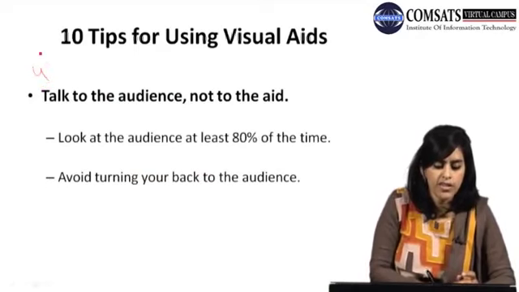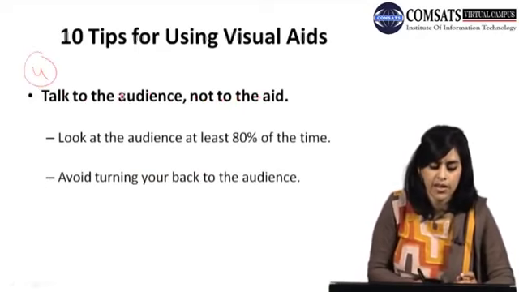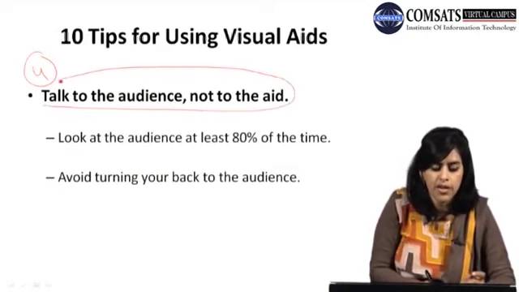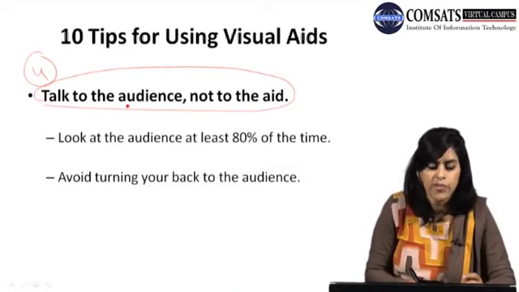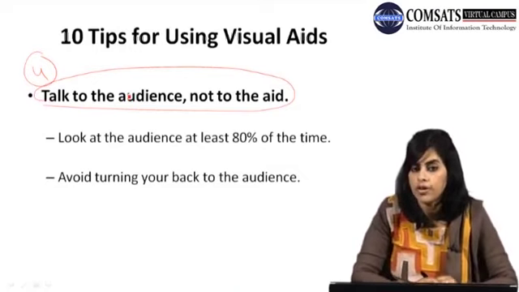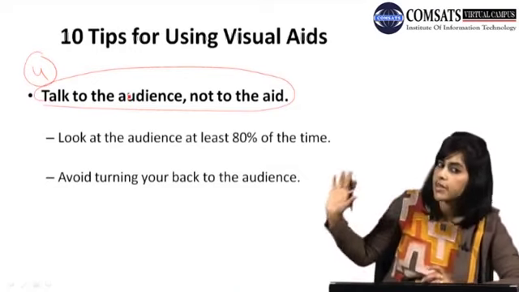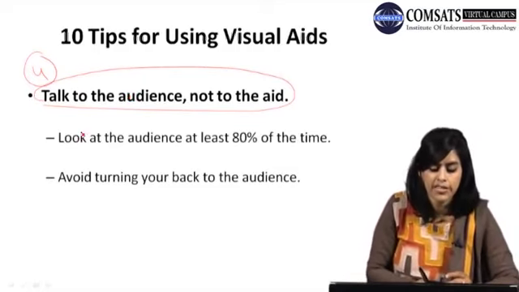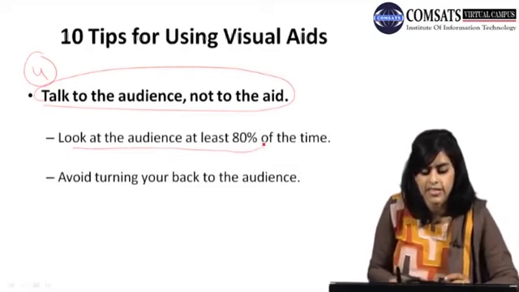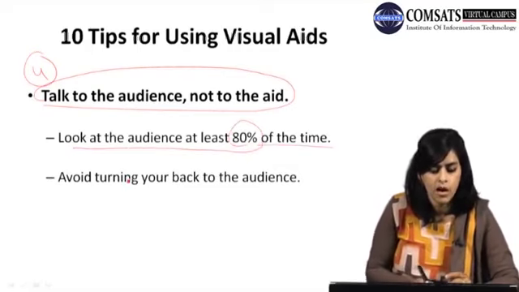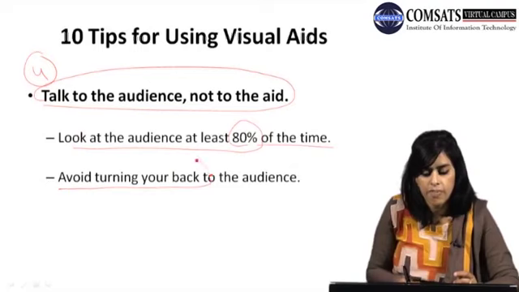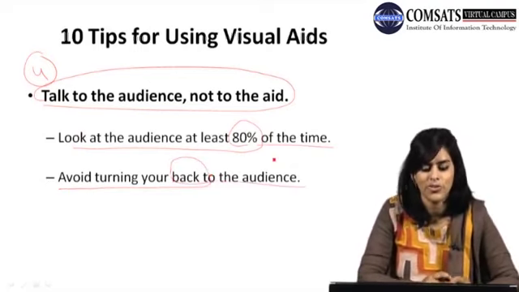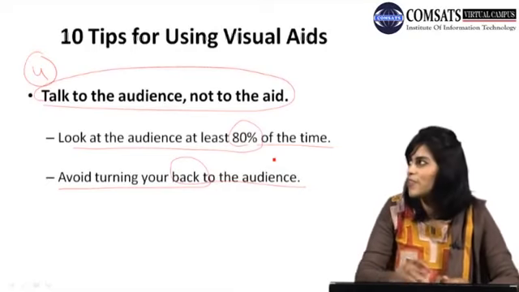Now your point number 4 is to talk to the audience, not to the aid. Now that you are displaying the visual aid to your audience, make sure that you are talking to the audiences, not to the visual aid or any diagram or any picture that you are displaying in front of them. For this, you are supposed to look at the audience at least 80% of the total time. Avoid turning your back to the audience. This is going to help you see how you can talk to the audience instead of talking to the aid.